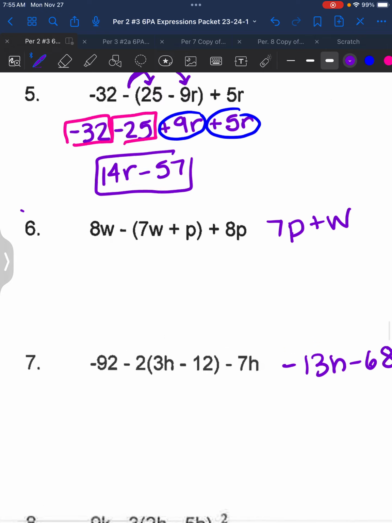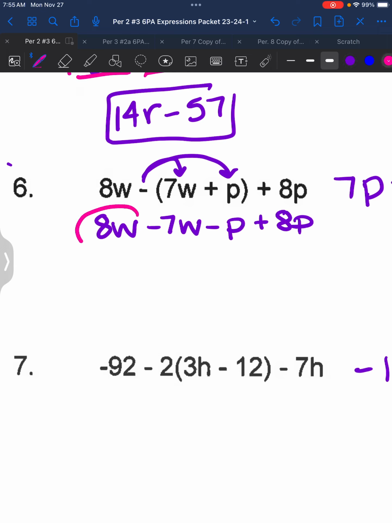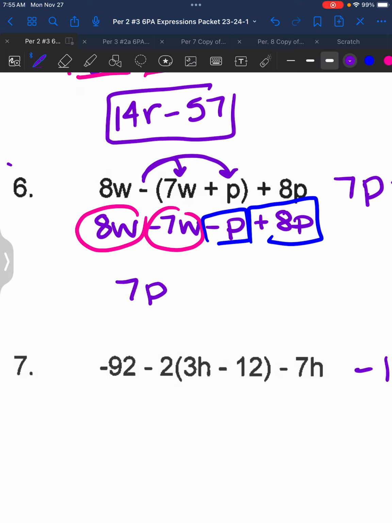watch my explanation. On number 6, I'm going to start by distributing out my negative. Drop down the 8w, negative 7w minus p plus 8p. Find my like terms. So I have w's and I have p's. P comes before w in alphabetical order, so my p term is going to have to go first. 7p, and then 8w minus 7w is just 1w, and we write that without the 1, so just plus w.